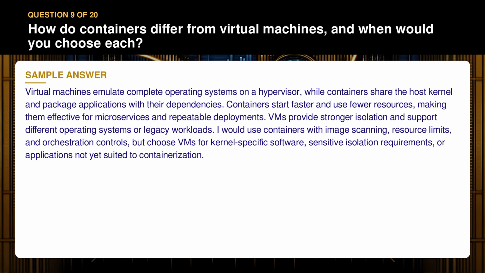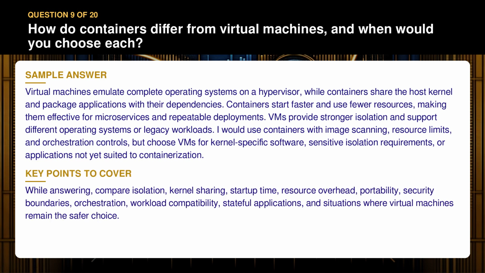I would use containers with image scanning, resource limits, and orchestration controls, but choose VMs for kernel-specific software, sensitive isolation requirements, or applications not yet suited to containerization. While answering, compare isolation, kernel sharing, startup time, resource overhead, portability, security boundaries, orchestration, workload compatibility, stateful applications, and situations where virtual machines remain the safer choice.